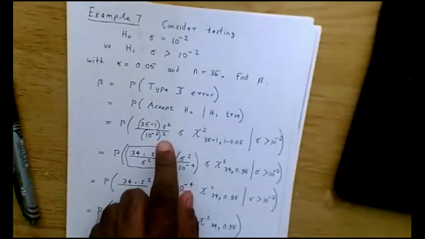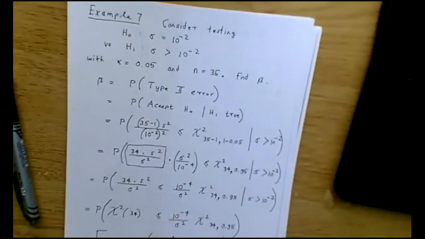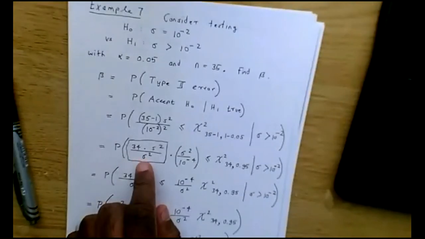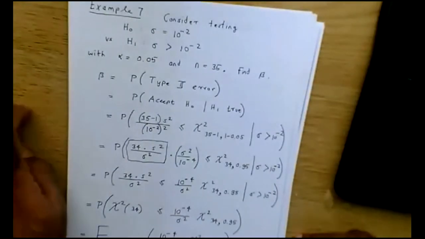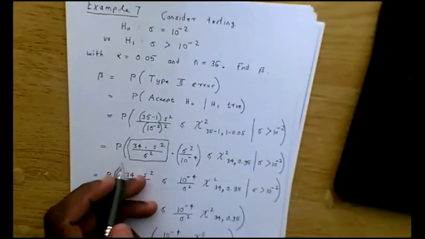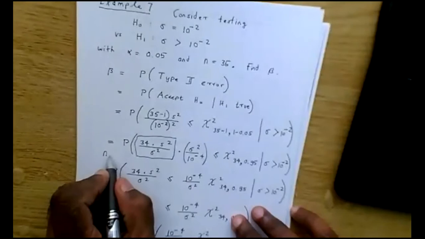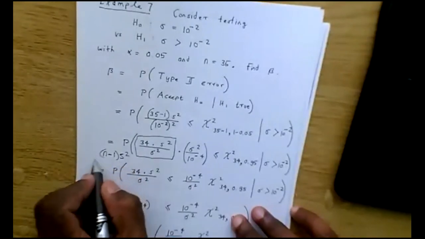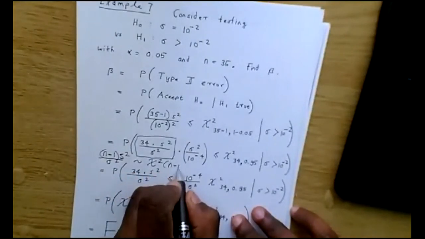And then I have rewritten this one as this, and like this, right? The reason I have done this is because I wanted to use a property. You guys okay? I wanted to use a property that I talked about in the class. Do you guys remember that a property I mentioned earlier in the class is something like this: n minus 1 times s squared divided by sigma squared has a chi-square distribution with n minus 1 degrees of freedom.